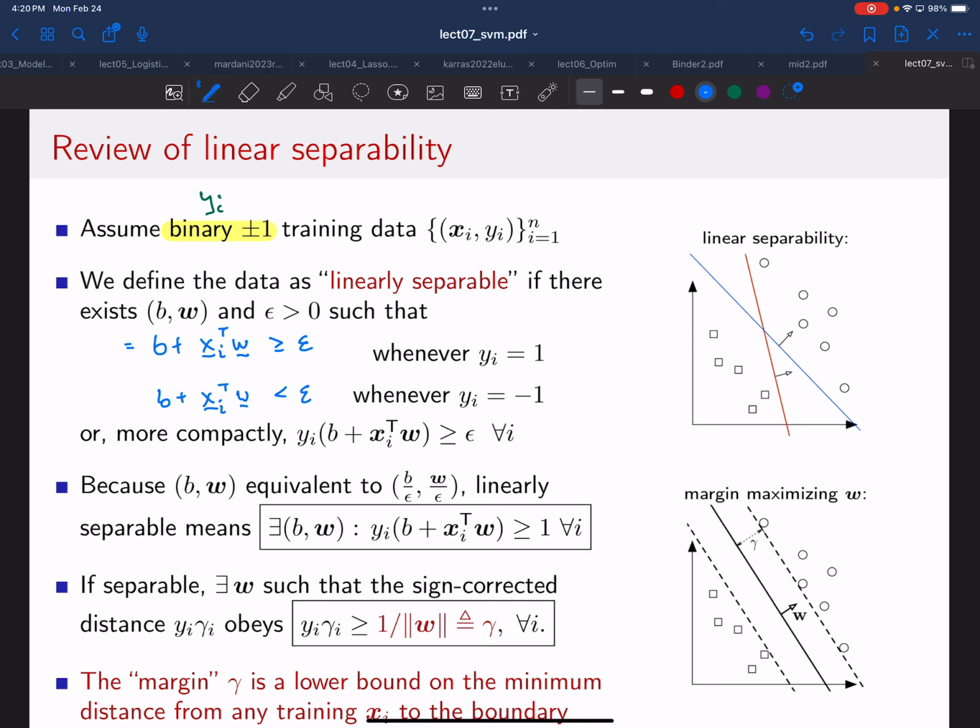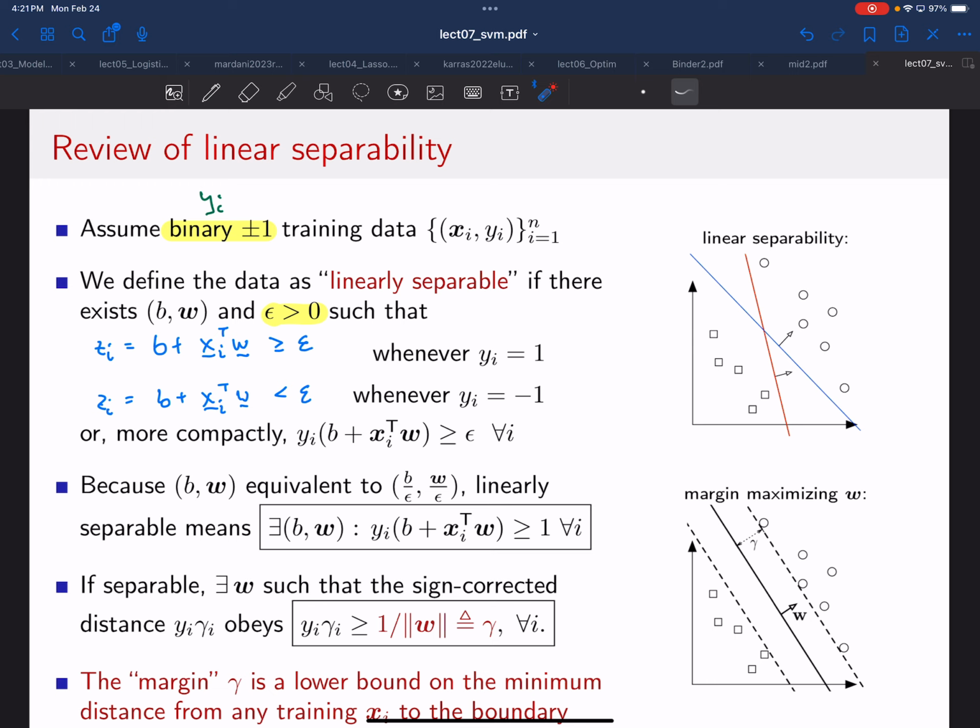Now remember that this quantity we're talking about here, this is like zi. So from the perspective of the score, maybe it's easier. Whenever that score for the ith sample is greater or equal to some positive epsilon, whenever that happens for all the 1 labeled points, and whenever the score is negative for all the -1 labeled points, then we have this linearly separable idea. Is that making sense? Okay.